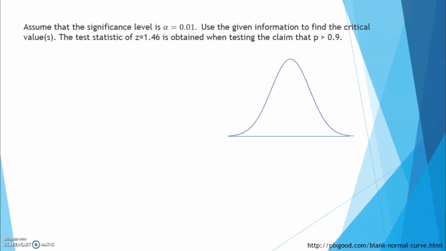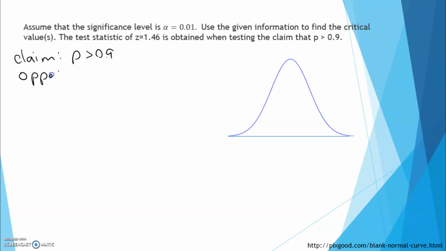Assume that the significance level alpha is 0.01. Use the given information to find the critical value or values. The test statistic of z equal to 1.46 is obtained when testing the claim that p is greater than 0.9. Okay, so first is the claim, which is p is greater than 0.9.